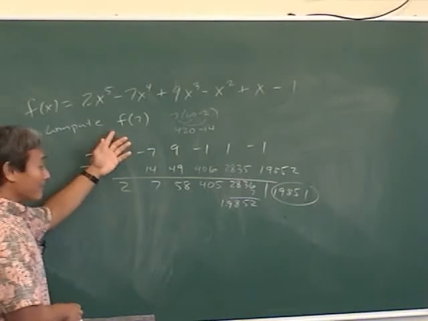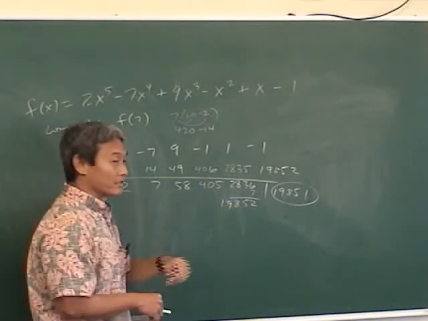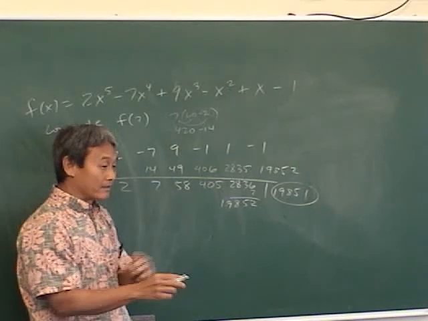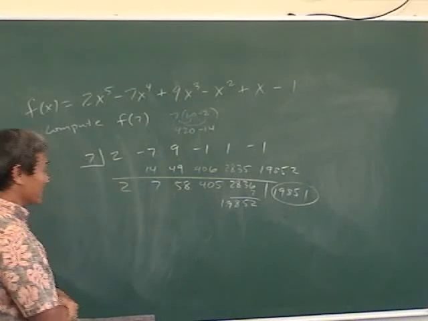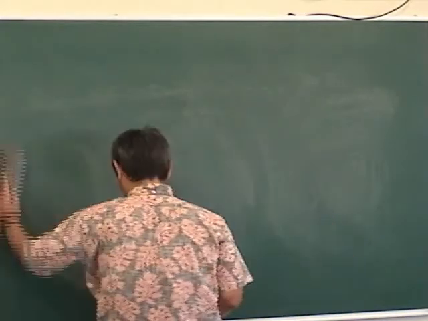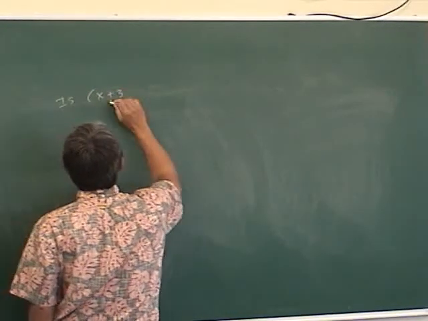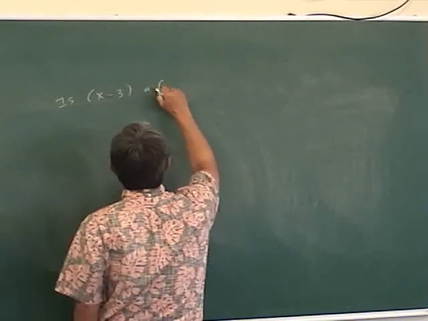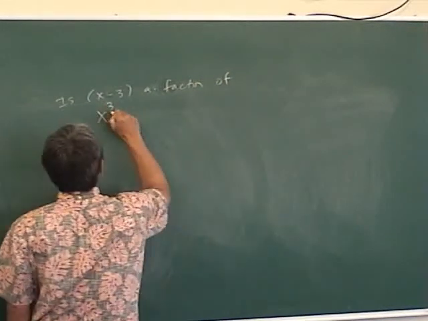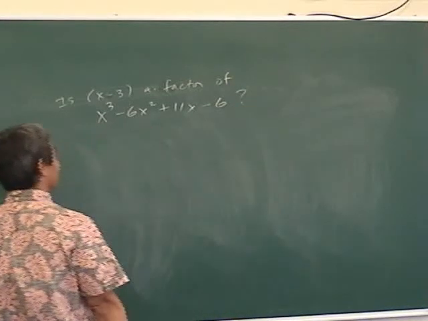So, when you have a problem like this, you have to ask yourself, is it easier to plug in the number, or is it easier to do synthetic division? You do the easier one. So tonight, there's like a mixture. You have to decide which one's going to be easier. Okay, next problem. Is x minus 3 a factor of x cubed minus 6x squared plus 11x minus 6? How do you tell?